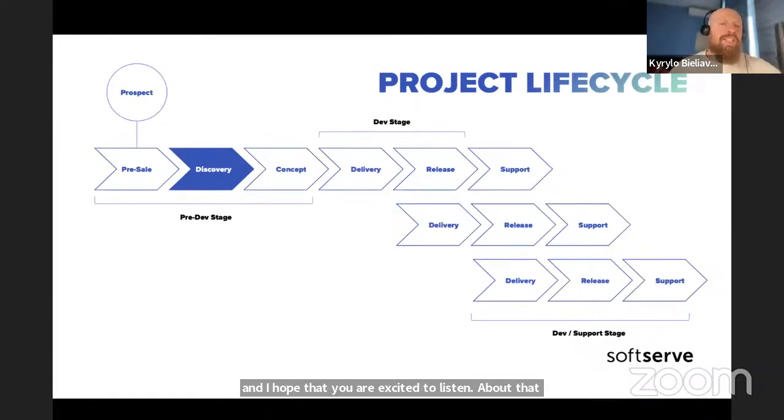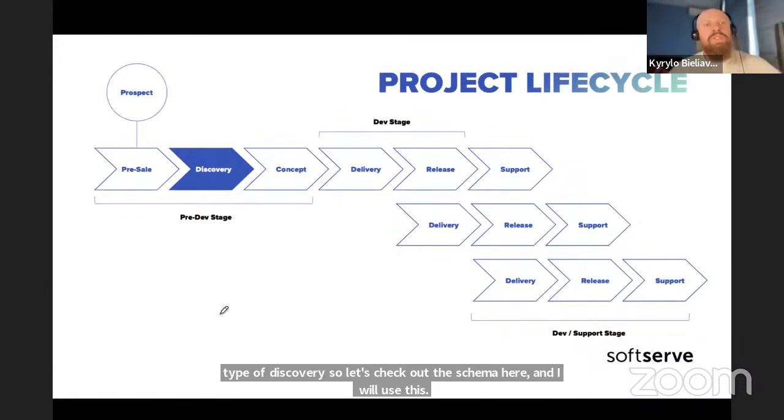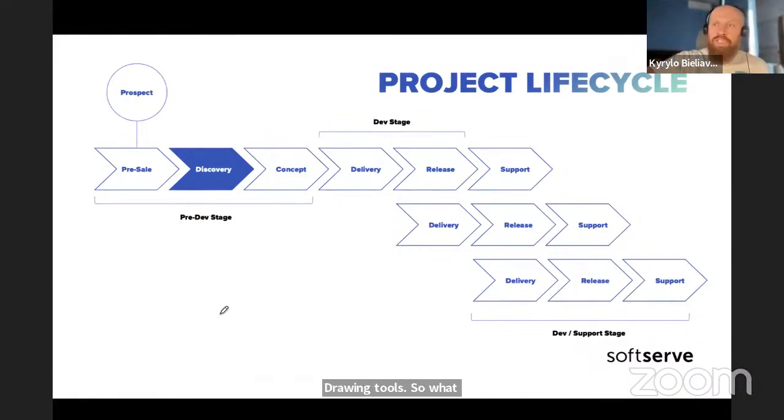So let's check out the schema here. And I will use this drawing tool. What is the usual, let's say, high-level project life cycle that we have? As a software company, or as a service software company, usually we are targeting our clients, right?